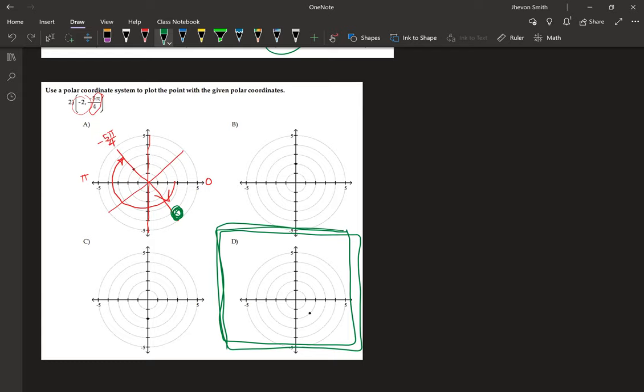If the R is positive, you go towards that angle, in which case, if this was positive 2 comma minus 5 pi over 4, the answer would be A. However, with that negative 2, the negative means you go in the opposite direction. So you literally go pi units backwards. And that would bring you to the correct answer, choice D.